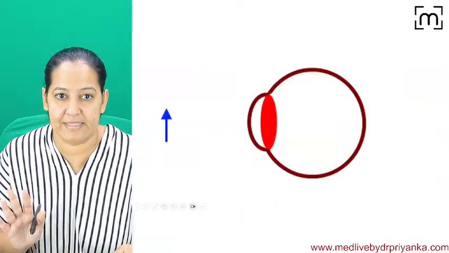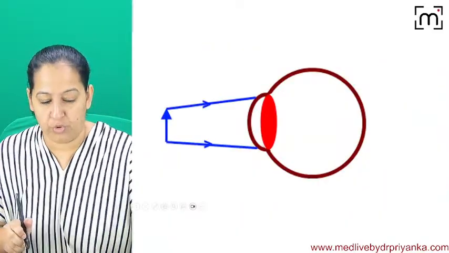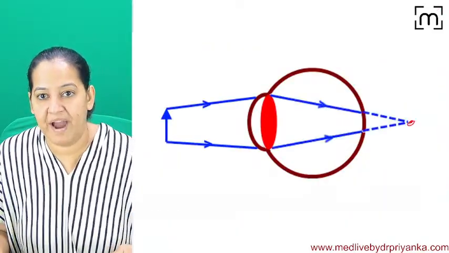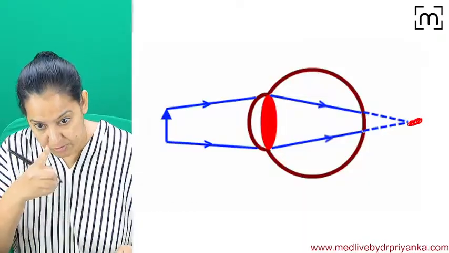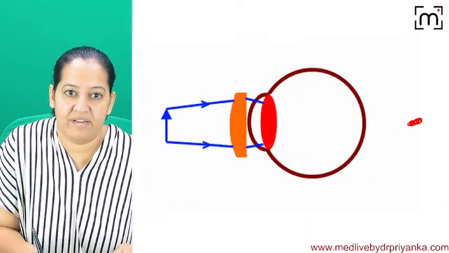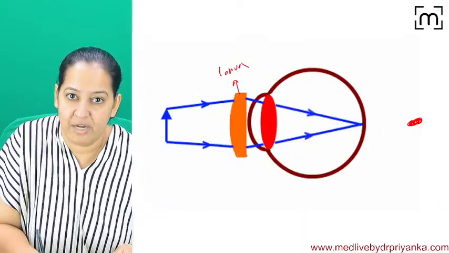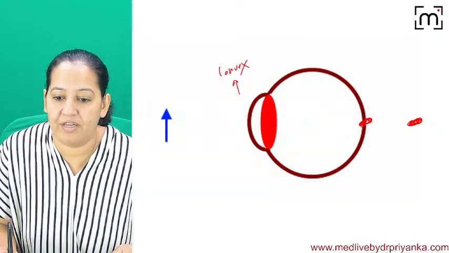Say yes, people. See here, the correction will also be shown to you. First, see where the image is: behind the retina. Now I will use a convex lens. See, I have used the convex lens. It will bring it back onto the retina.